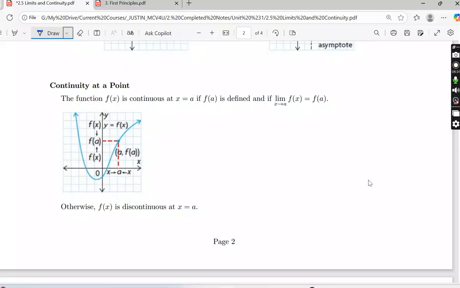Continuity at a point. The function f(x) is continuous at x equals a if f(a) is defined and if the limit as x approaches a of f(x) is f(a). If that was a mouthful, this just simply summarizes it.